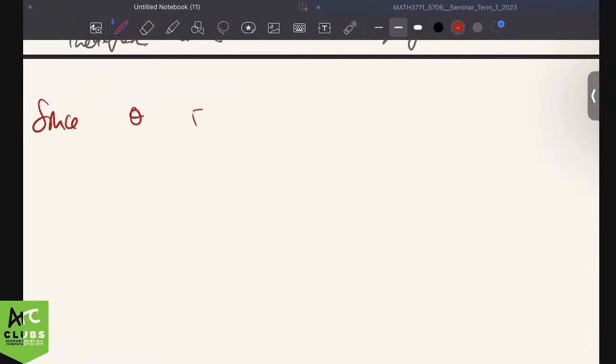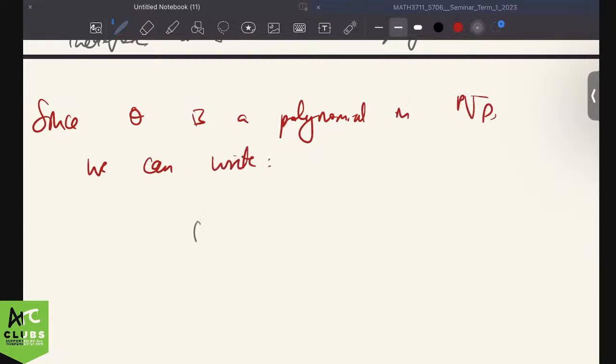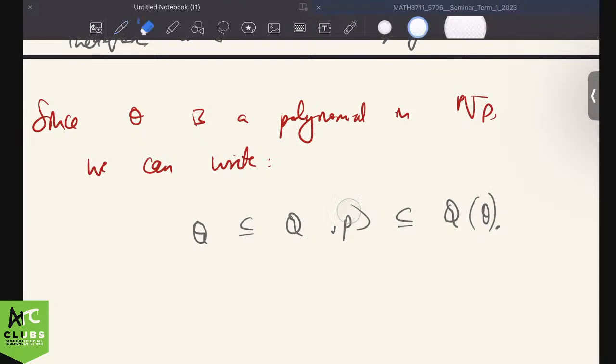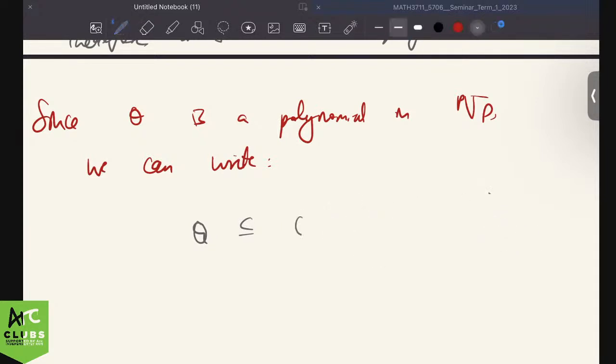Since theta is a polynomial in the p-th root of p, we can write Q is a subfield of Q(p-th root of p), which is a subfield of Q(alpha). Okay. Sorry, no, wrong way around. Q is a subfield of Q(theta), a subfield of Q(p-th root of p). Okay, sweet.